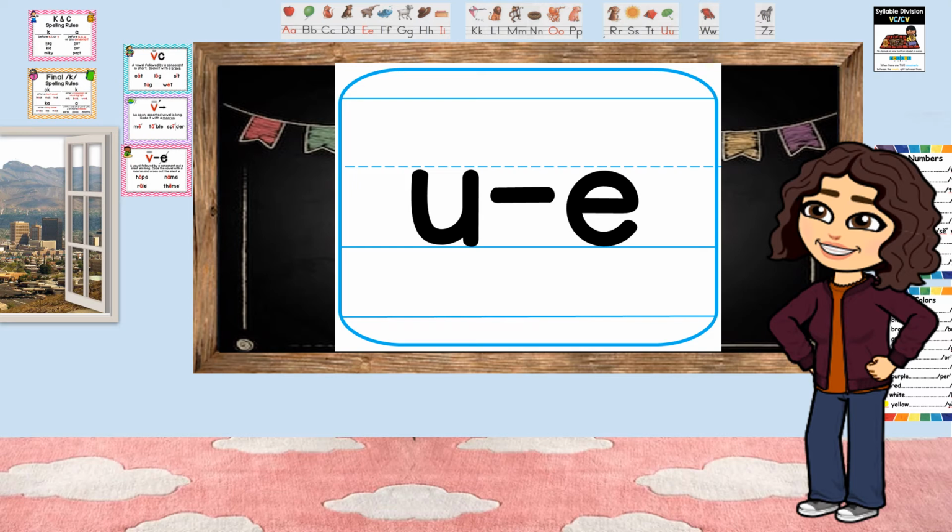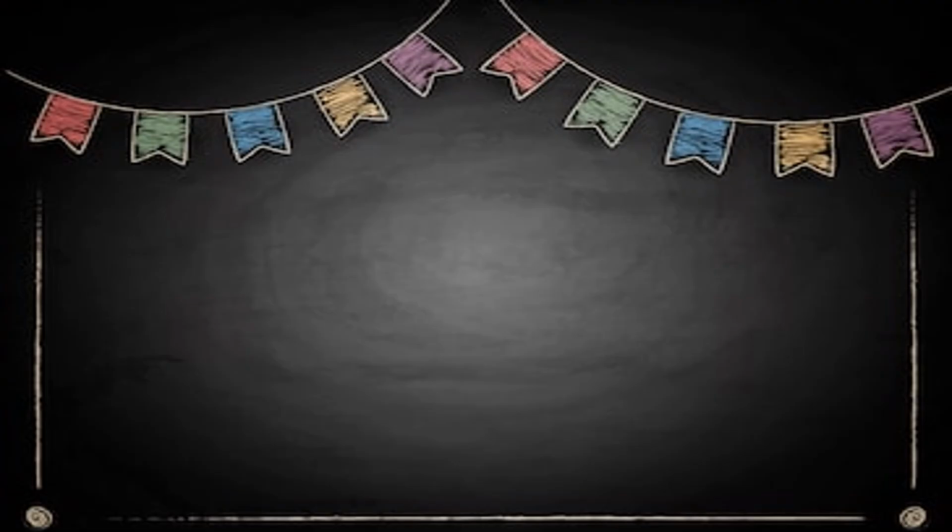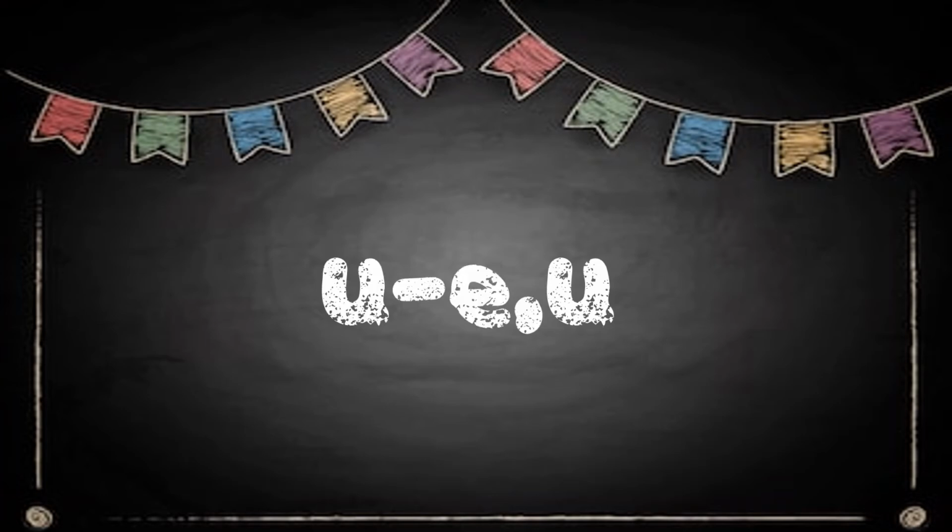Now today we also learned about U consonant E. So when we see this card, we're going to say U consonant E. And to help us remember what sound U consonant E makes, we have cube, U. Now before today, when I would tell you the U sound, we would write the letter U. But since we learned our new rule today, we're going to write U consonant E, comma, U.